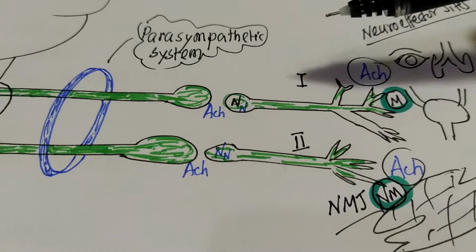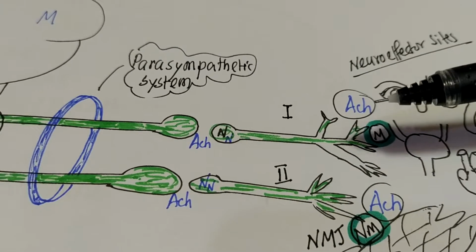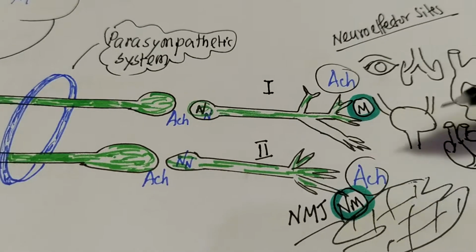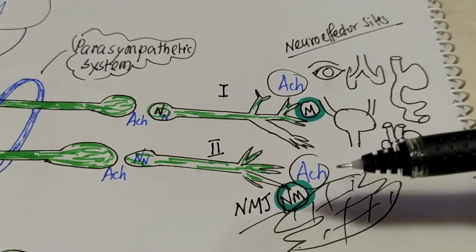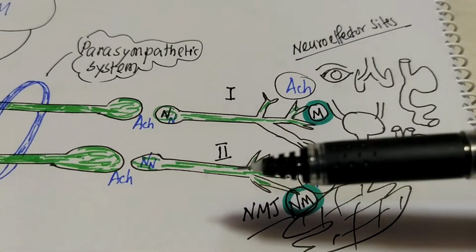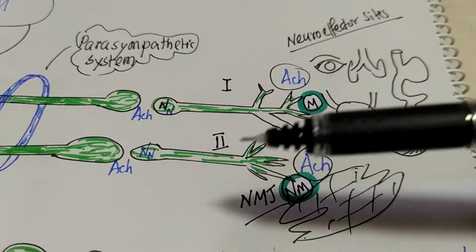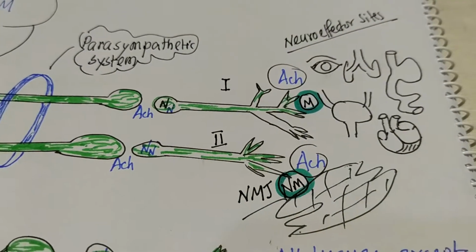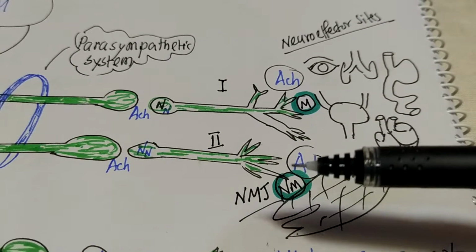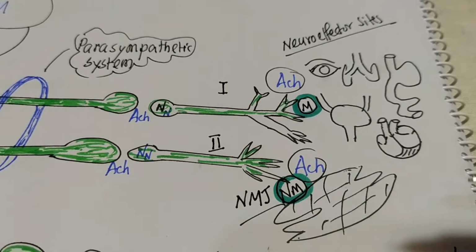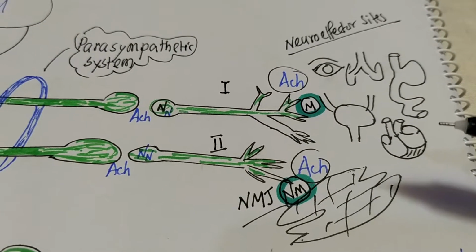Now come to the parasympathetic system. The postganglionic parasympathetic fiber releases the neurotransmitter acetylcholine. The target tissue of the parasympathetic system can be divided into two groups. At first, the second group. In the second group, the postganglionic fiber supplies the skeletal muscle, and the junction between the postganglionic fiber and skeletal muscle is called the neuromuscular junction. The released acetylcholine acts on the receptor type NM, nicotinic M type.